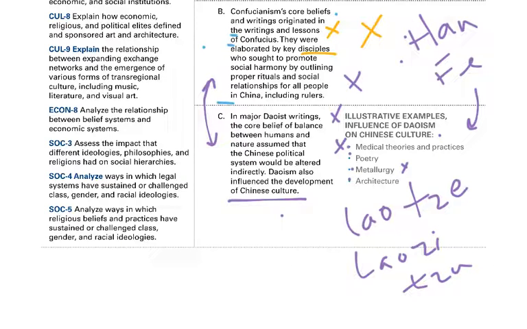Poetry, same type of thing. They spent a lot of time observing nature, understanding it, and really set the tone artistically for nature. Next one is medical theories and practices. If I'm understanding the body, if I'm understanding nature, I'm going to learn how things work better. And this is through a lot of trial and error.